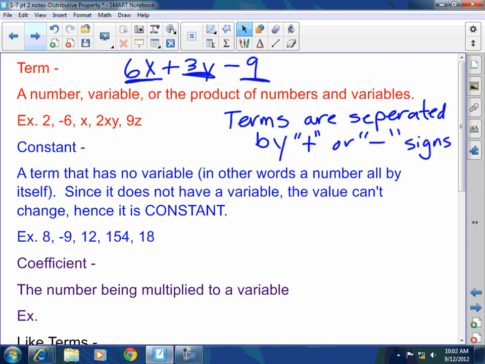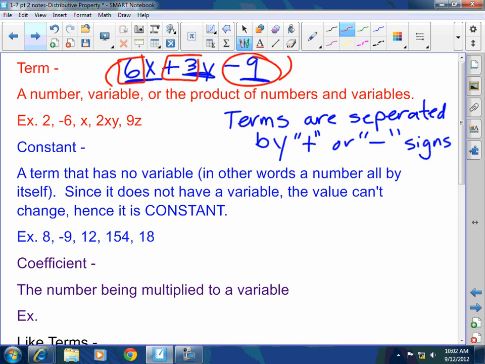Now, a coefficient is the number being multiplied to a variable. So if we go back up here, 6 is being multiplied to x, correct? That's a coefficient. +3 is being multiplied to the y, correct? That's a coefficient. What would -9 be considered? It is a term, but what kind of a term? It's a constant term because it's a number by itself. Does that make sense?